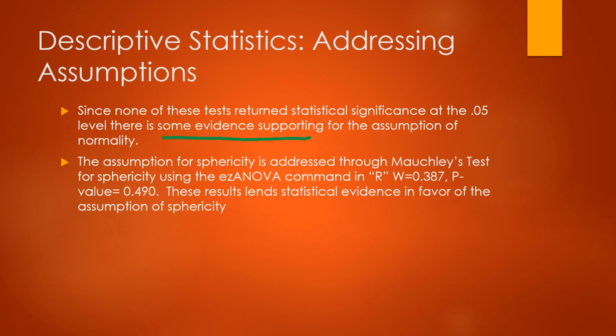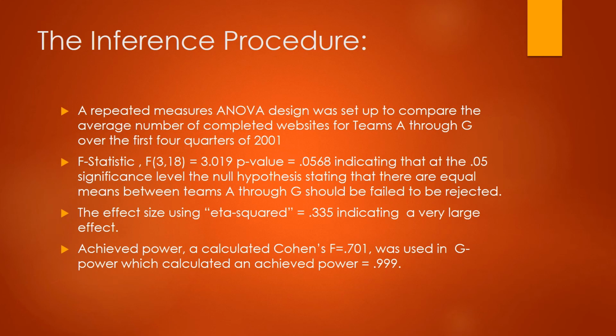Finally, the assumption of sphericity was addressed through Mauchly's test for sphericity. I used the EZ ANOVA command in R, which returned a W value of 0.387 with a p-value of 0.459. Again, these results lend statistical evidence in favor of the assumption of sphericity. Can't be sure, but at least we have a little bit of evidence.